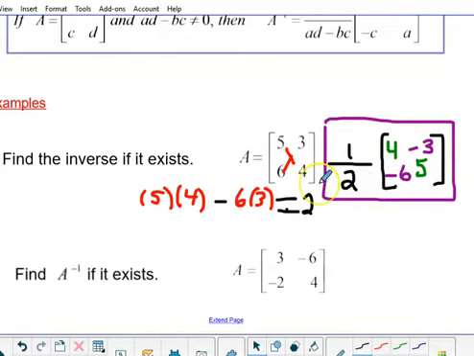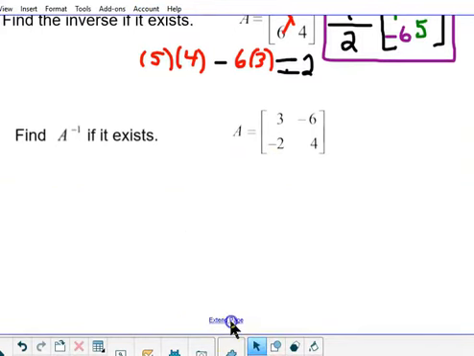If you did the inverse in your calculator, your final answer would be 2, -1.5, -3, and 2.5. But you can just leave it like that without it being multiplied out. All right, let's try another one.